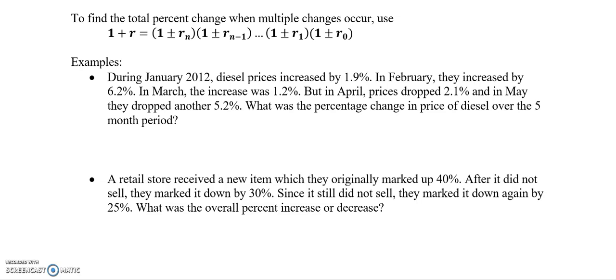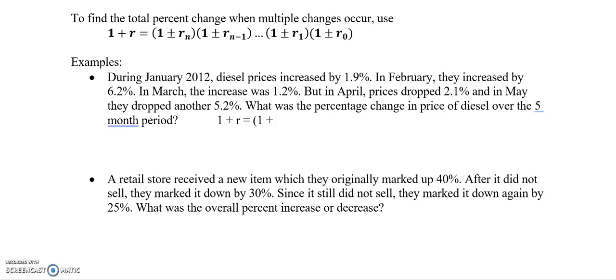Well, remember, anytime that we have more than one percent change, our formula is going to be 1 plus R on the left. And on the right-hand side, we're going to have one set of parentheses for every change. So how many different changes did we have in this case? We had 5 different changes, so we're going to have 5 different sets of parentheses. So in the first set of parentheses, we're going to have our 1 because we always have 1. And then we have to ask ourselves, was the first change an increase or a decrease? Well, the first was in January, and it increased by 1.9%. So we're going to use the plus because that indicates increase.